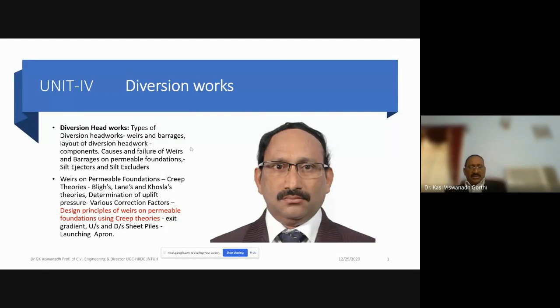the correction factors, correction for mutual interference of piles, correction for the slope and so on. Then exit gradient, then about the upstream, downstream cutoffs or sheet piles and how they will be provided, and the need of providing a launching apron.